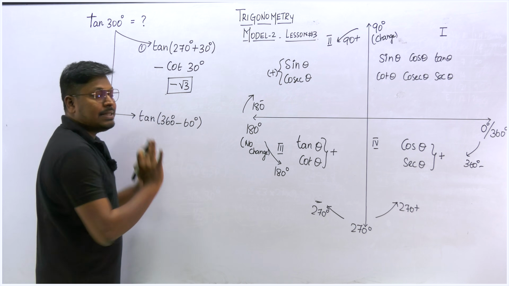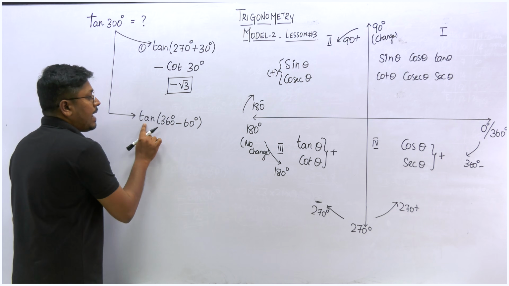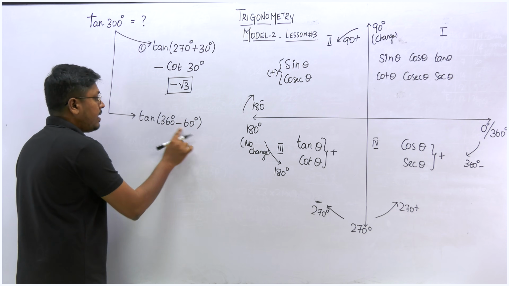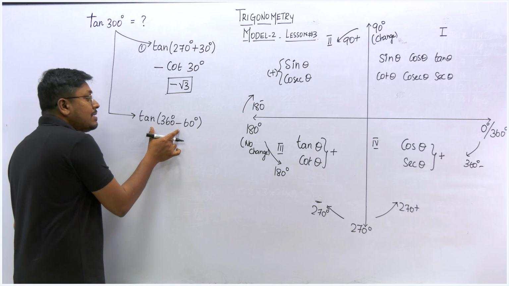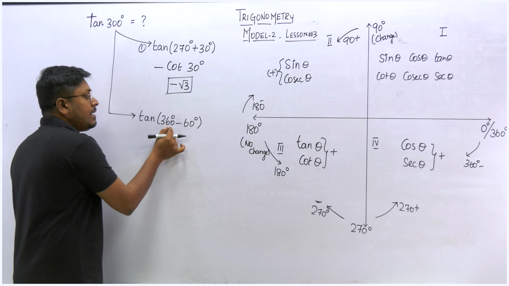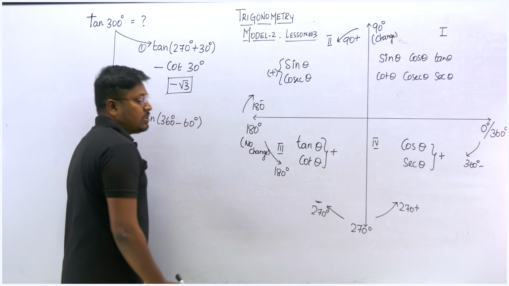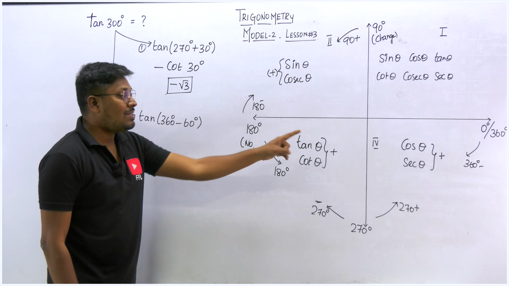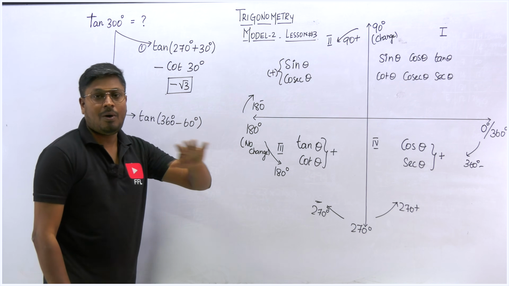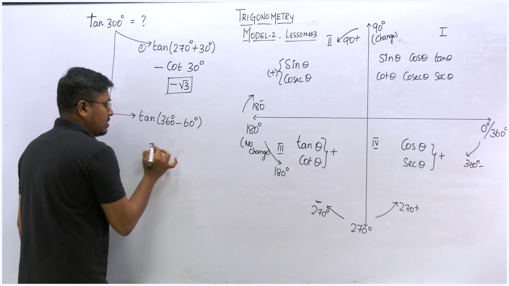So similarly, you will get the same answer here also. Just see tan 360 minus 60 degree, right? So what is the first step? You have to check in which quadrant this angle lies. 360 minus 60. So 360 minus lies in the fourth quadrant. If it lies in the fourth quadrant, other than cos and secant, all are negative. So here it is tan, so negative.